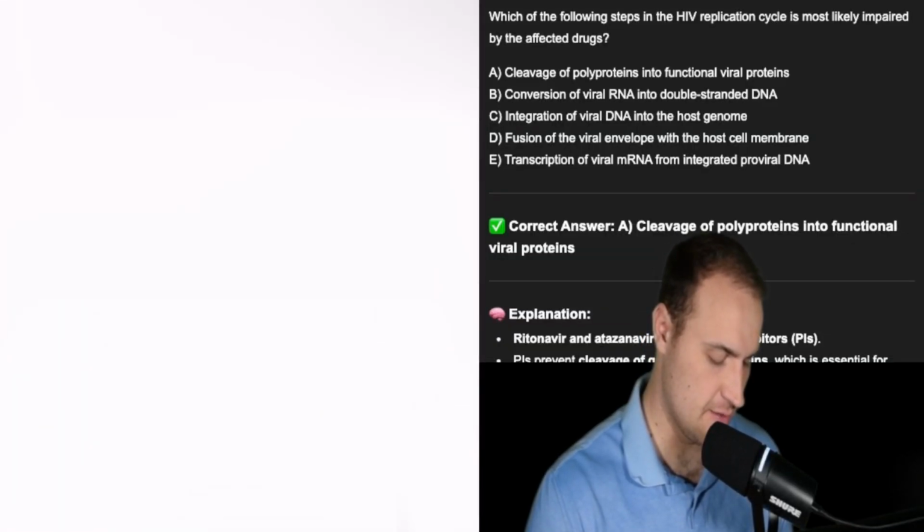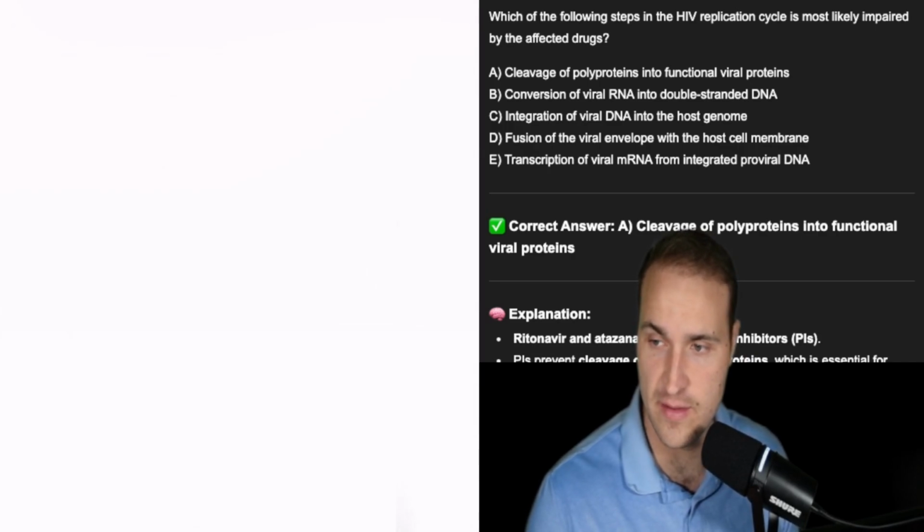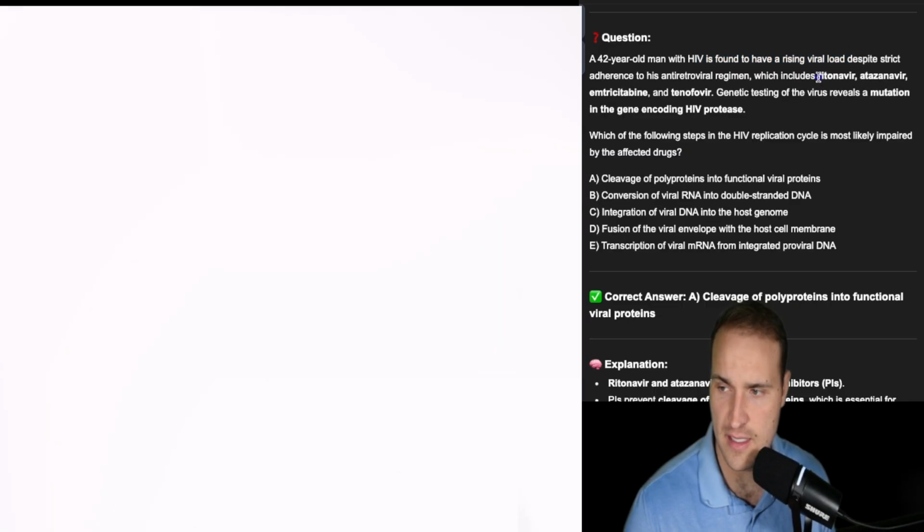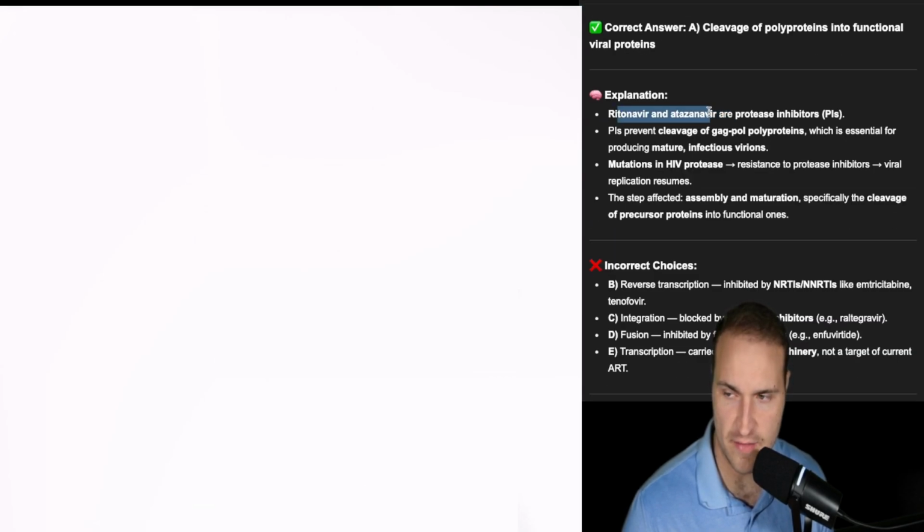So in this question, we have a 42-year-old man with HIV who is found to have a rising viral load despite strict adherence to his antiviral regimen. He's on emtricitabine and tenofovir. There's a mutation in the gene encoding HIV protease. Which step is most likely impaired? The cleavage into the functional protein, because that's what it does. Ritonavir and the navirs, they're protease inhibitors. It stops the cleaving of the gag-pol polyproteins, which is needed to make the mature virions. It's the assembly and maturation step that's affected.